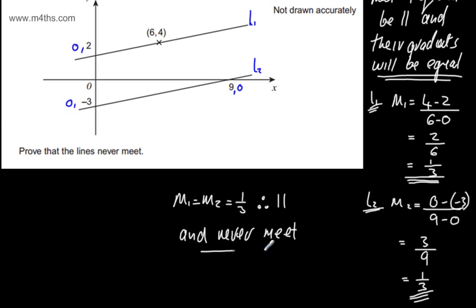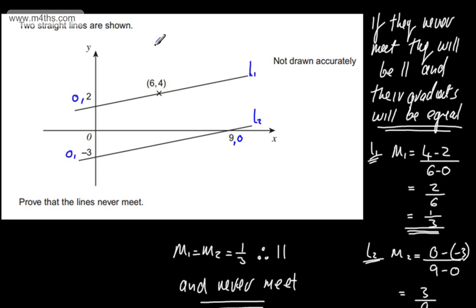So all we've done is show that the gradients of these two lines are the same, therefore they're parallel, and they will always have the same distance between them. The distance just here will be exactly the same as the distance just here, and so on and so forth. So they remain parallel. Quite a nice question, and fairly logical on that one.